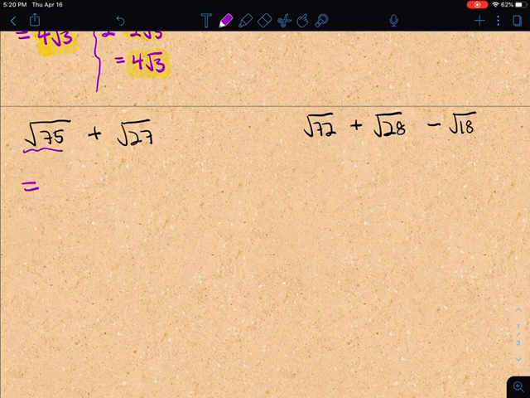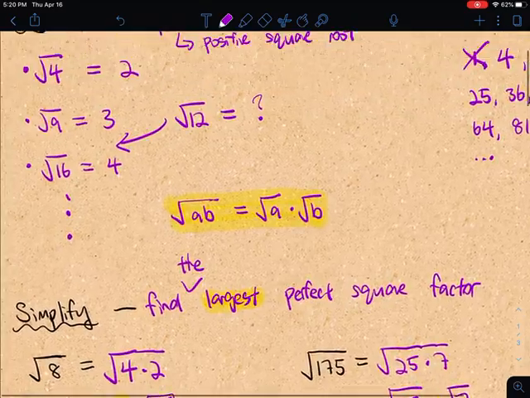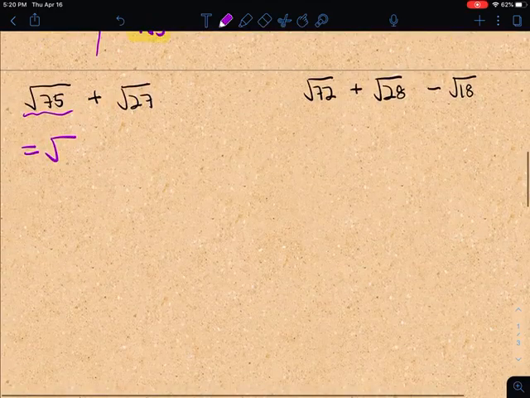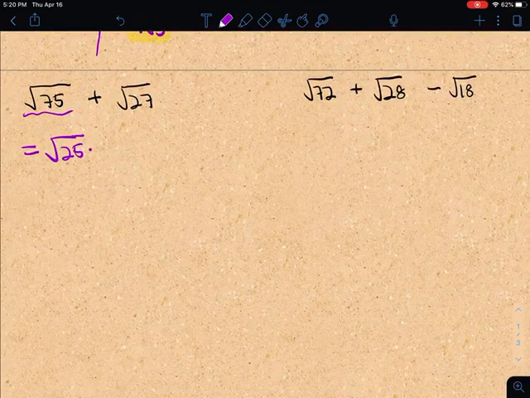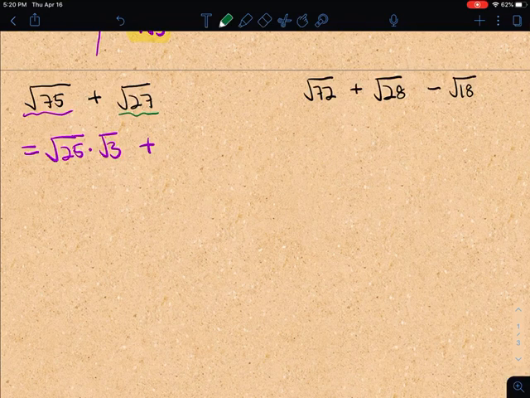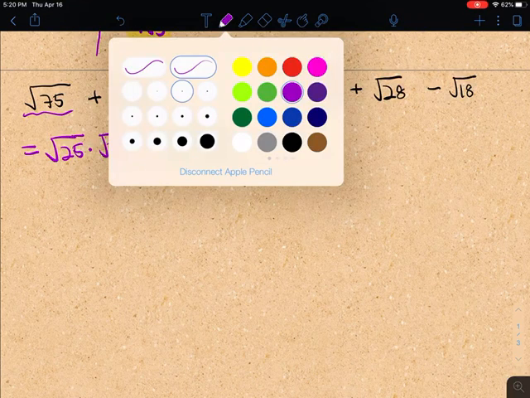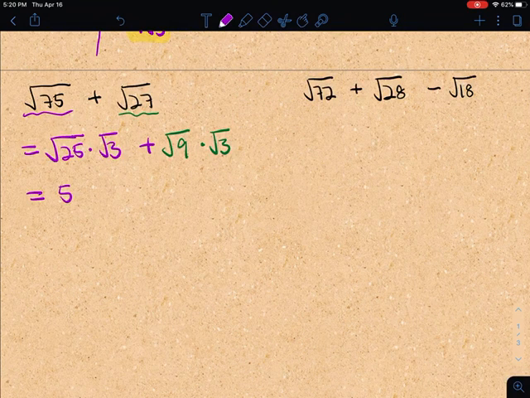What you do want to do is simplify each of these first. So square root of 75. Again, I want to find the largest perfect square on this list that can go into 75. In this case, I think it's going to be 25 again. 25 times 3 plus, and then same thing with the 27. Simplify that. What's the largest perfect square for that? I think it's going to be 9. And now, first of all, let me simplify a bit more. So this is going to be 5 root 3 plus, and then over here, 3 root 3.